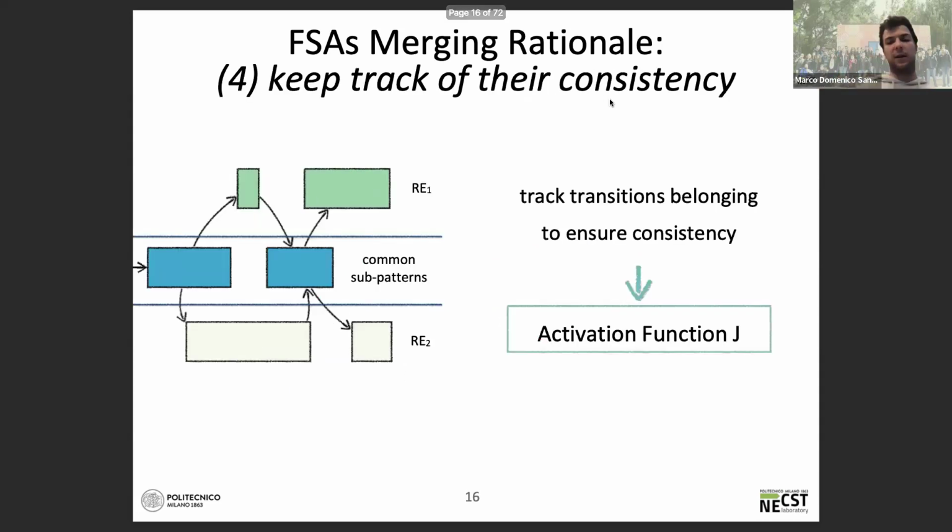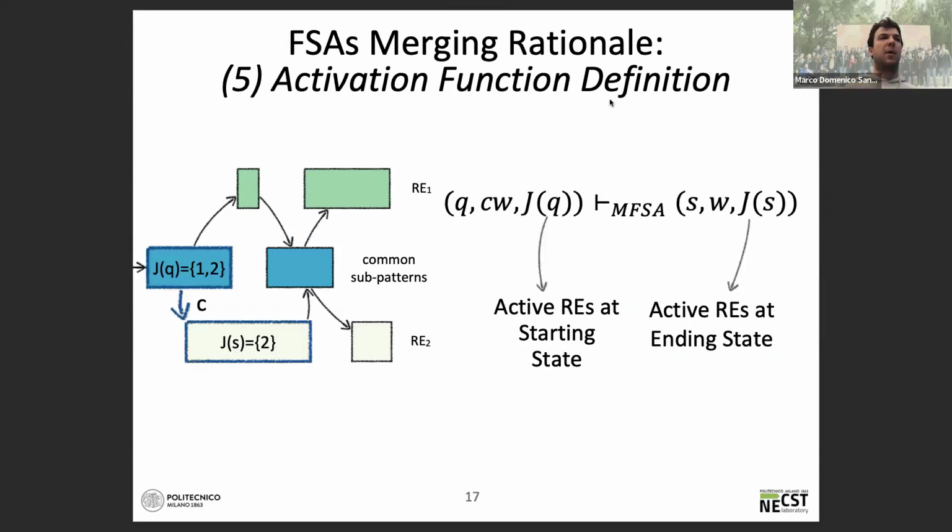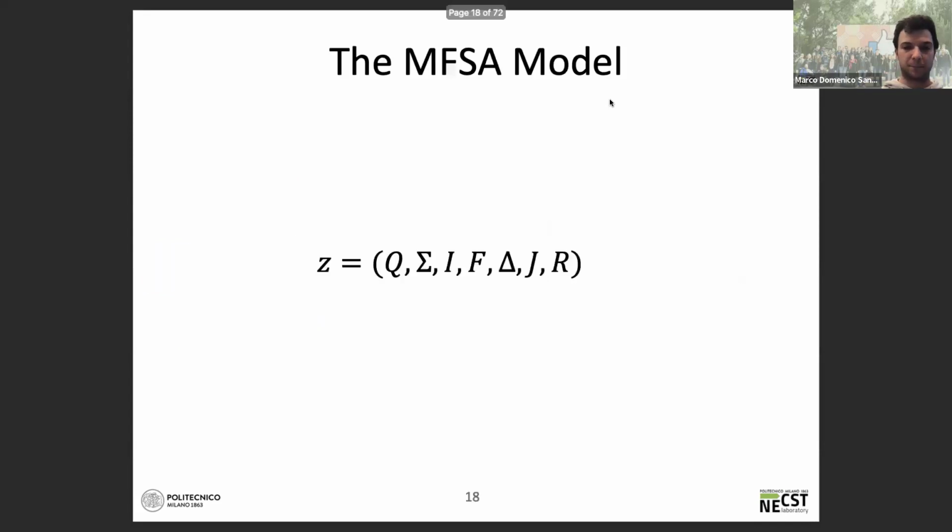And thus comes our idea of developing an activation function. An activation function is the concept that keeps track of which regular expressions are matching during the traversal of the automaton, and whether those regular expressions can go further along one edge with respect to another. So basically, we keep track of which regular expressions are matching and which can go further in the traversal of the automaton if they are allowed. In this way, we remove the problem of patterns that cannot be taken from one regular expression with respect to another.